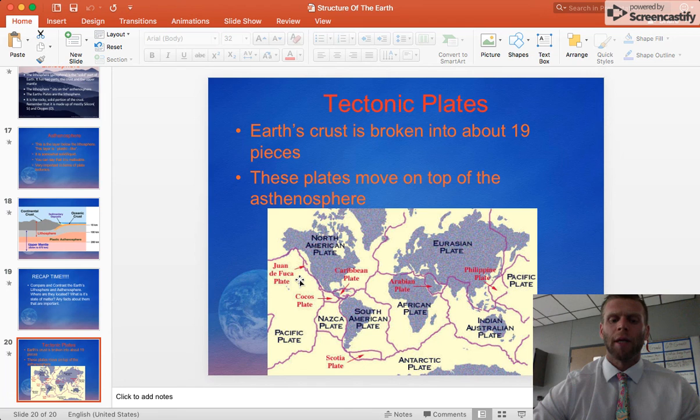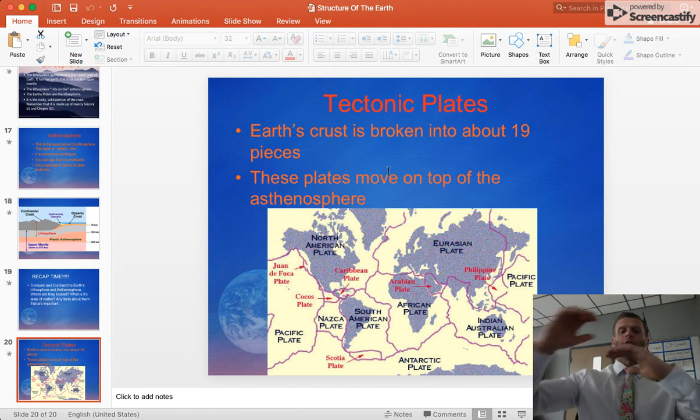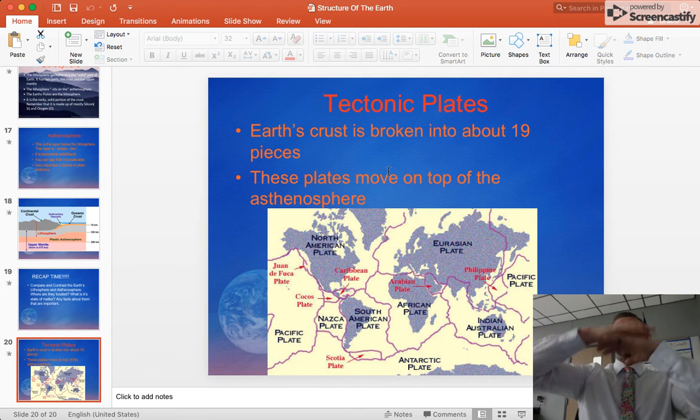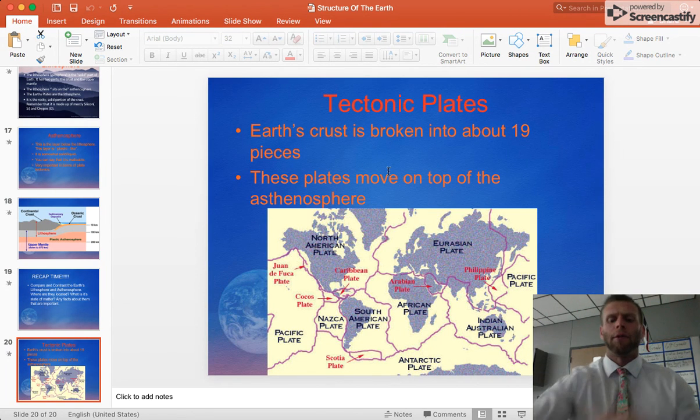The small little plates that you see in red, like the Arabian plate there in the middle, or the Caribbean plate, we're not going to focus so much on those. We're going to focus just on those main 7 that are located here in black, and we'll be going over those later. But these plates, remember, they move on top of the asthenosphere. The asthenosphere is here. Those plates are on top of it because that asthenosphere is allowing those to move.